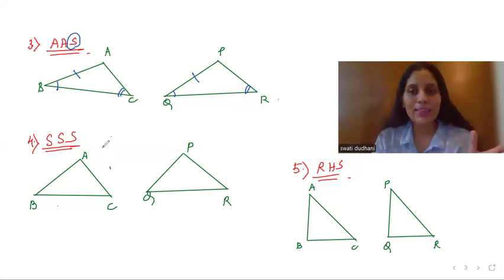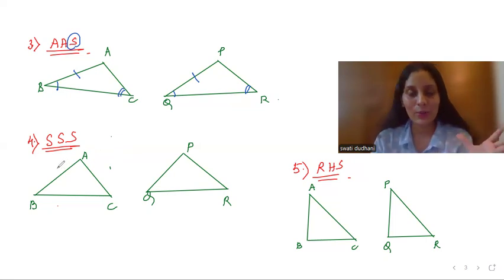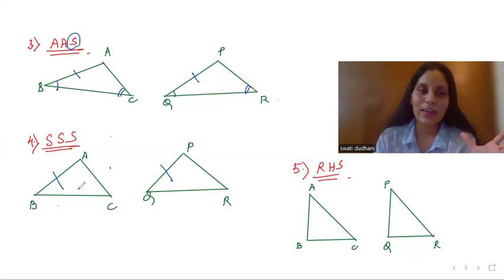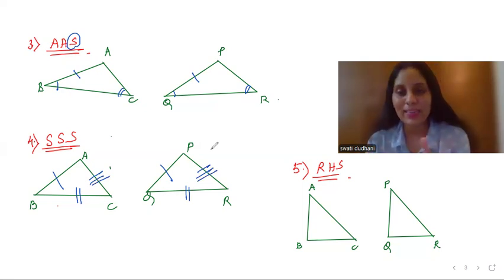Next one, the very easy SSS, all the three sides. So you need not think about any included. So this side equal to this side, equal to this side, and AC equal to PR. So the two triangles are congruent by SSS.